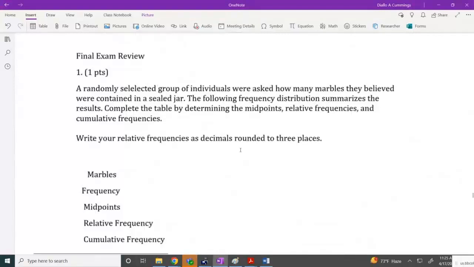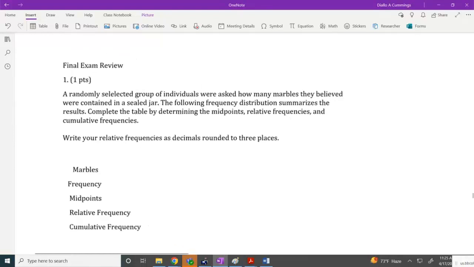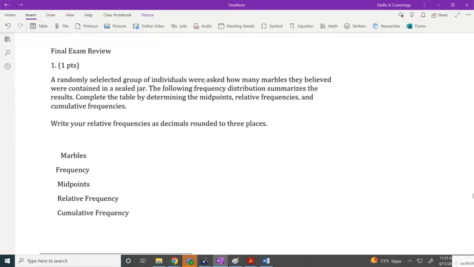On the document, this is the very first problem. Again, this is a cumulative test, so it's going through all 4 modules. Number 1 says a randomly selected group of individuals were asked how many marbles they believe were contained in a sealed jar. The following frequency distribution summarizes the results. Complete the table by determining the midpoint, relative frequencies, and cumulative frequencies.